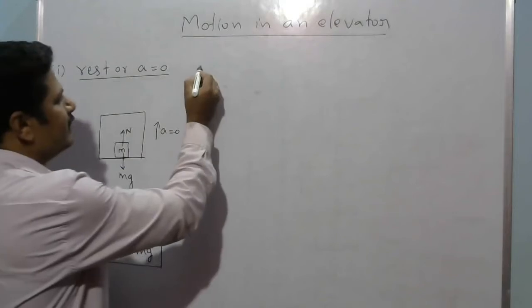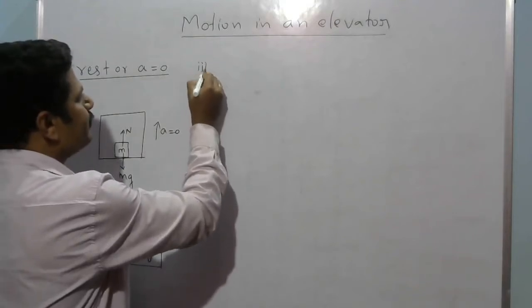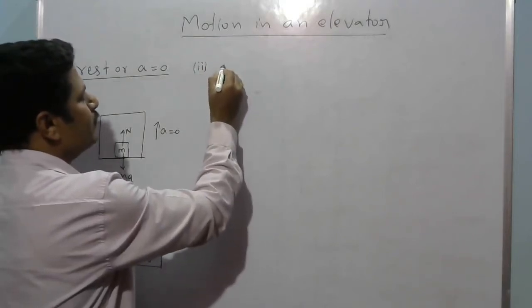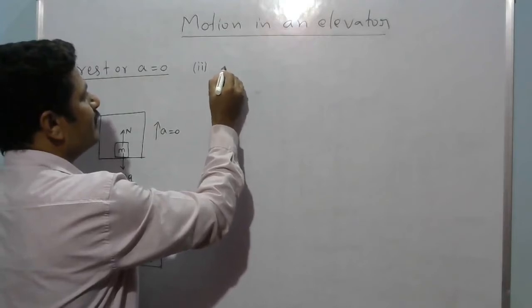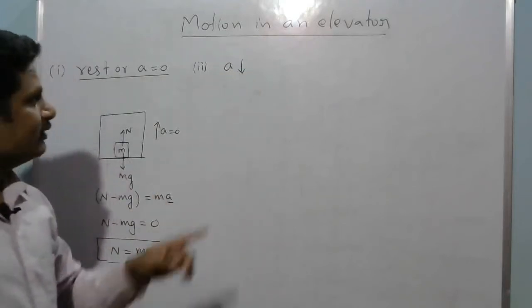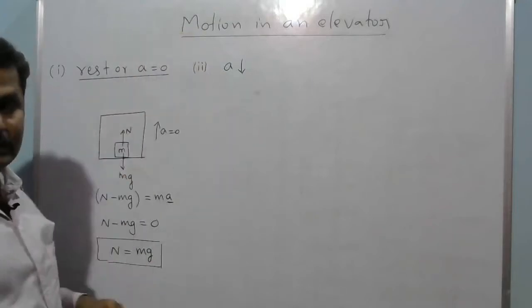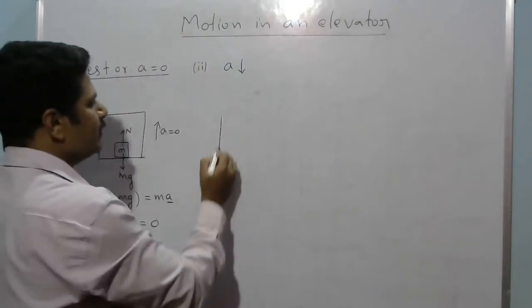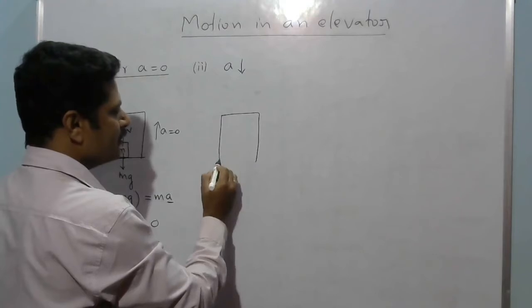Next, let me go for the second condition. If the elevator is moving with certain acceleration, that means it is moving with acceleration in the downward direction, now it is moving in the downward direction. Let me consider this is the elevator.